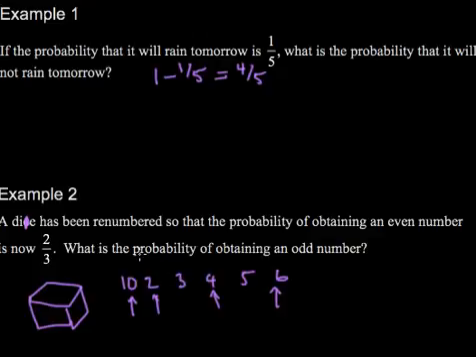But it's not really asking for that. It's just simply asking for the probability of obtaining an odd number, which is 1 minus 2/3. So 1 minus 2/3 is 1/3. So it's really as straightforward as that.